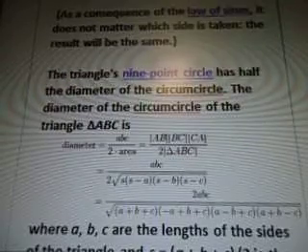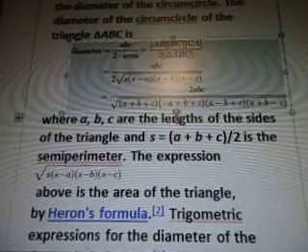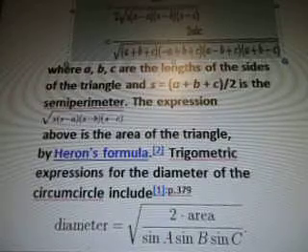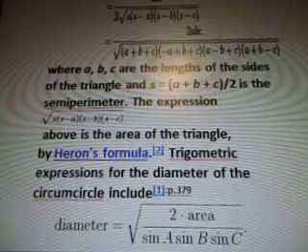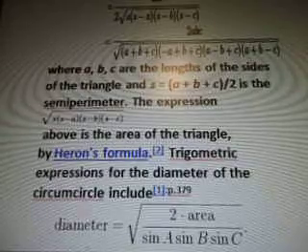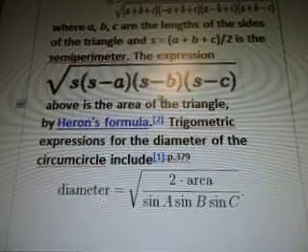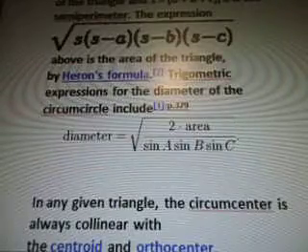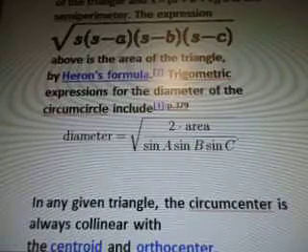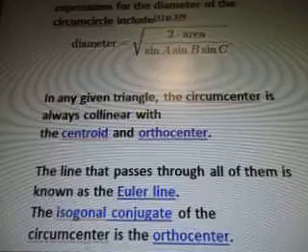The diameter of the circumcircle of the triangle ABC is, and here is the calculation, where A, B, C are the lengths of the sides of the triangle, and S equals A plus B plus C divided by 2 is the semi-perimeter. The expression is this calculation there. Above is the area of the triangle. By Heron's formula, trigonometric expressions for the diameter of the circumcircle include that calculation.